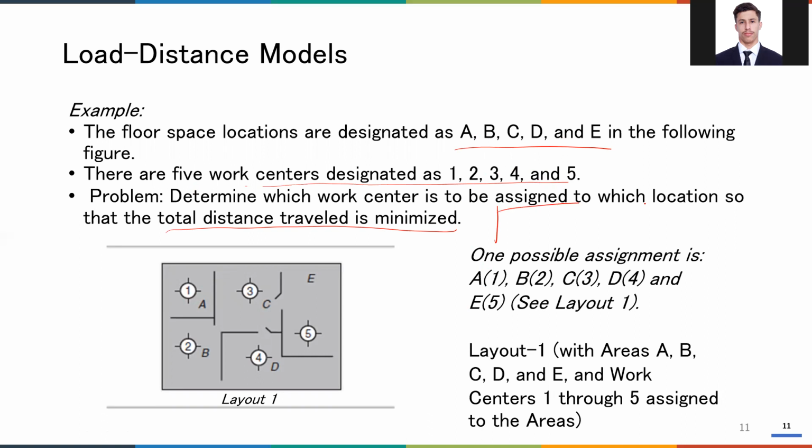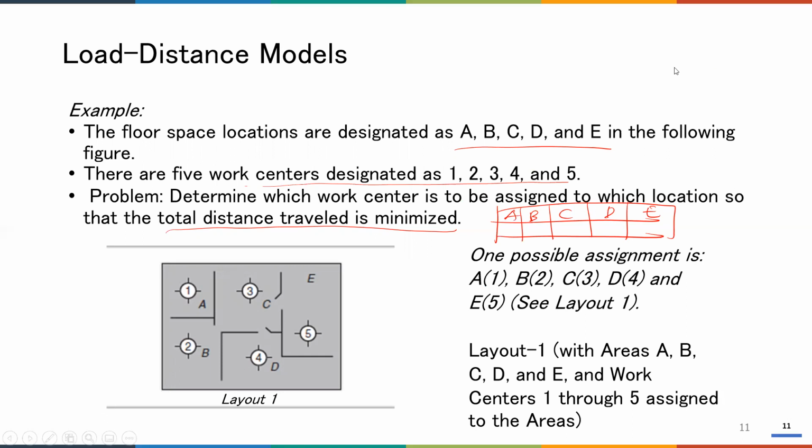So for example, in this case, we just randomly make the layout. Maybe this is easier for you to understand. A, B, C, D, and E, and then 1, 2, 3, 4, 5. So I assign 1 to location A, workstation 2 to location B, 3 to location D, and so on.